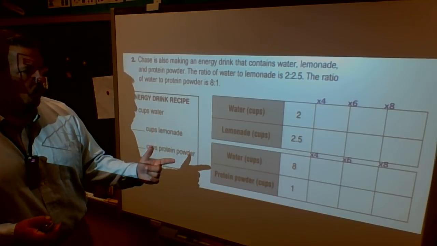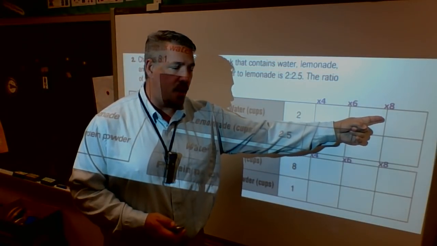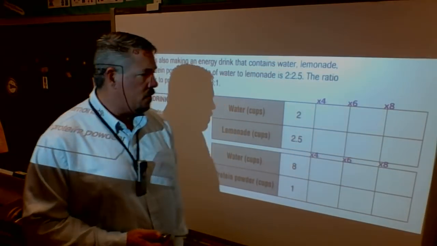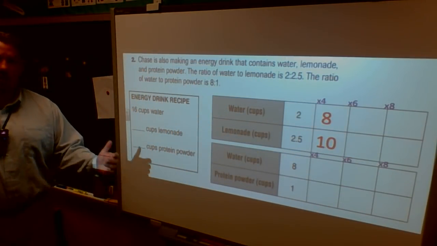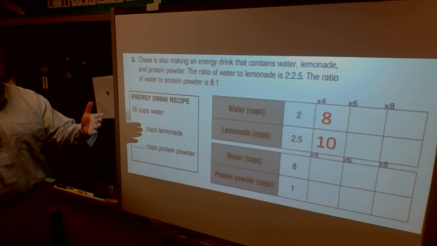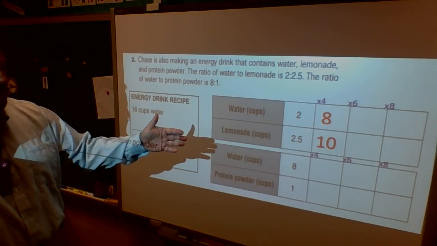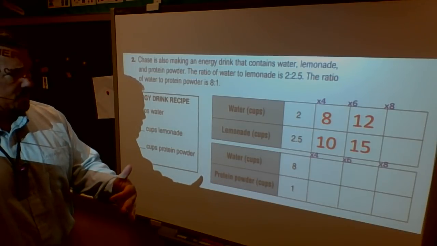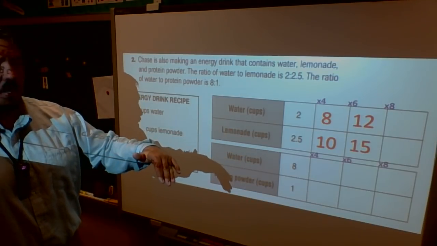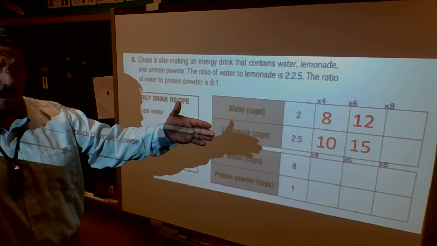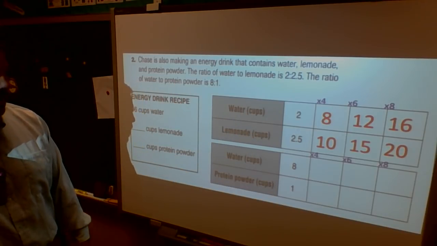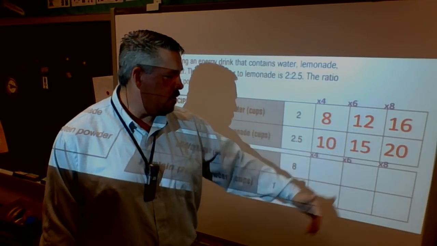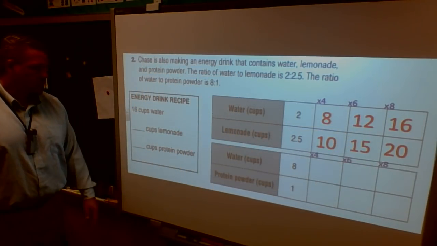8 times 2 will give me the 16 that I need. Therefore, I have to multiply my bottom and top by 8 when I get there. So when I do my 4s, I get 2 times 4 is 8. 2.5 times 4 is 10. When I multiply by 6s, I get 12 to 15. So then when I get to where I need, I multiply by my 8s. I have 2 times 8 is 16, and 2.5 times 8 is going to be 20.